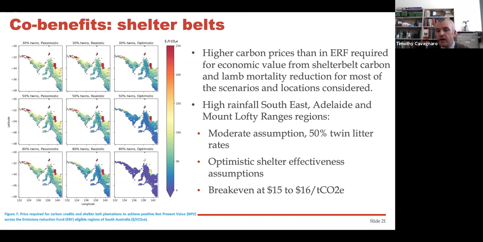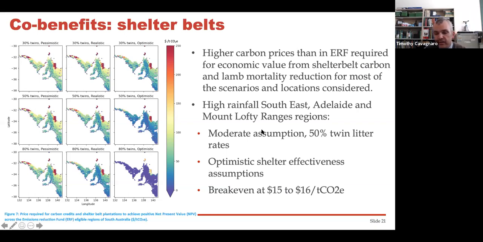And what we found is that higher carbon prices than in the ERF are required for economic value from shelter belt carbon and land mortality reduction. And that was for most of the scenarios and locations considered. However, for some regions, it was actually quite a viable proposition.